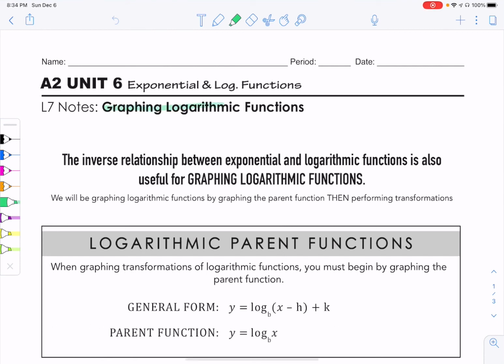Graphing log functions. So just recall that the inverse relationship between exponential and log functions is also useful for graphing log functions.